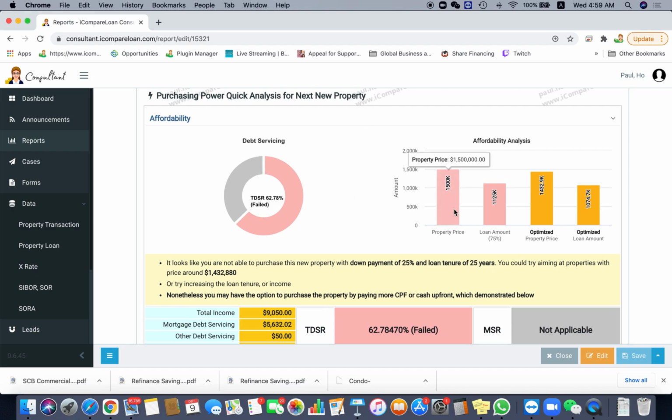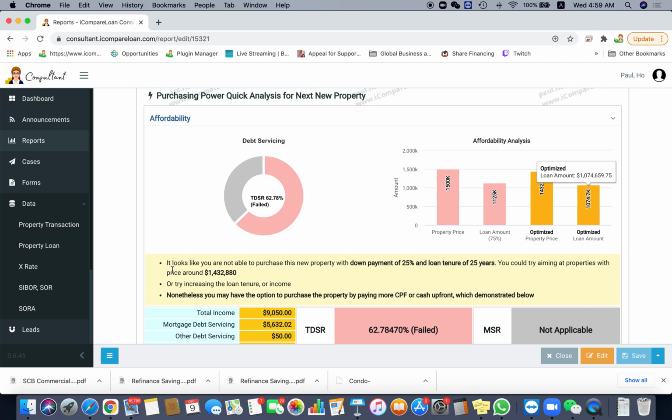The property she has identified is $1.5 million, and the loan amount of that is 1.125. To assess this loan amount of 75%, 1.125, based on her income, she fails, right? 62.78 is a fail, right? Instead of 1.125, she is only able to borrow up to 1.074 million, right?